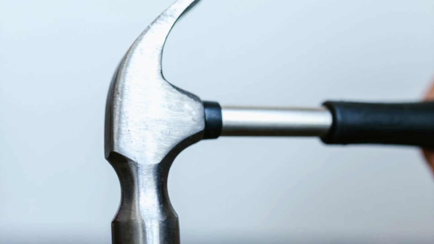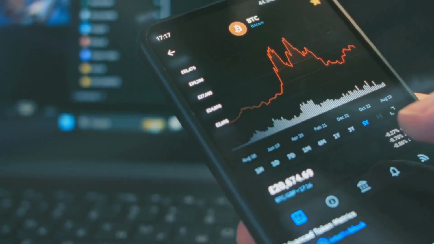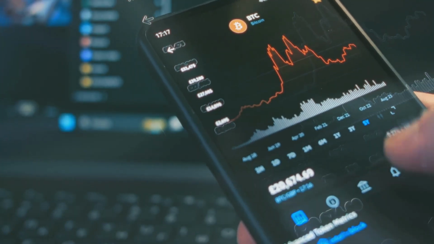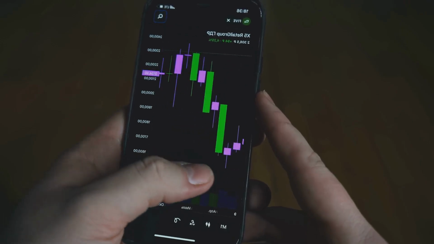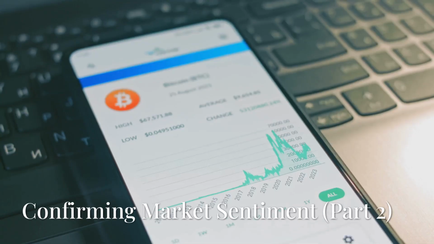Then there is the inverted hammer pattern. It also suggests a potential bullish reversal. It looks like a hammer, but turned upside down. This pattern is also found after a downtrend. It shows buyers tried to push prices up.